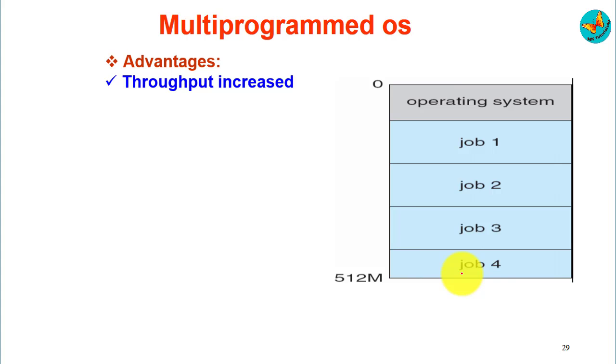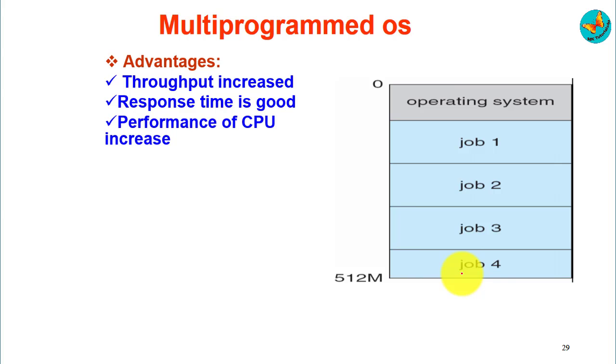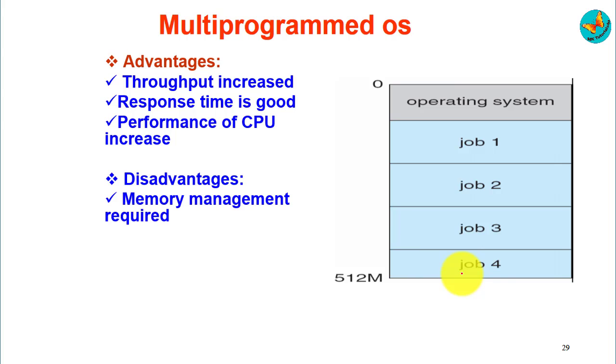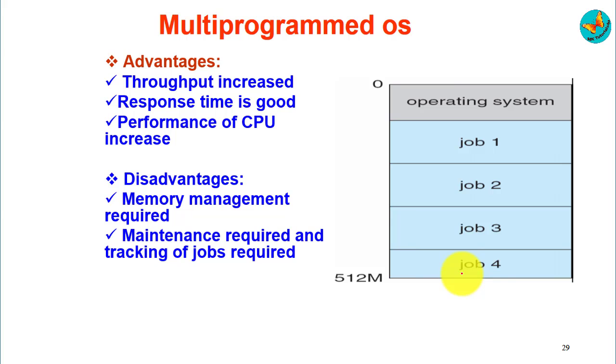So here, since multiple jobs will be executed, obviously the throughput will be increased, the response time is also good, and the performance of the CPU is increased. And what about the disadvantages? To handle all these multiple jobs in the main memory, we have to manage it properly. Hence memory management is required, as well as maintenance, and the tracking of jobs has to be done so that the system will know which job is to be executed and which job has been completed. So this was all regarding the multi-program operating system.